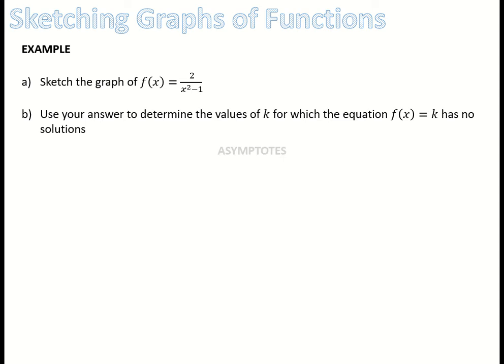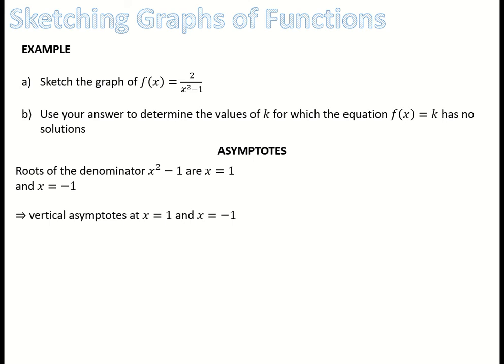Okay, so once we've done that, we're going to look at our asymptotes. So the roots of the denominator x squared minus 1 are x equal to 1 and x equal to minus 1, in which case there are vertical asymptotes at x equals 1 and x equals minus 1. Okay, right, what we're going to look at next is basically what happens either side of those asymptotes. Because if we know there are vertical asymptotes, we don't know what's happening as we approach that asymptote. Is the graph going to go up or is the graph going to go down?